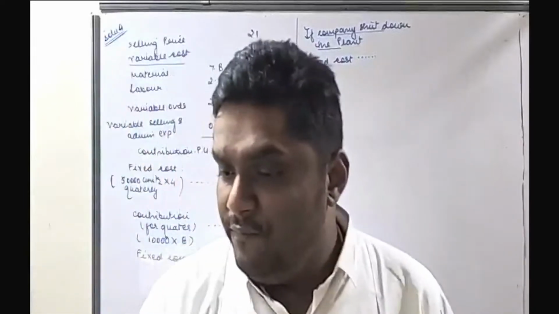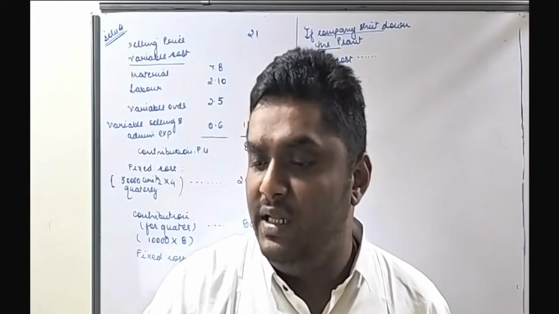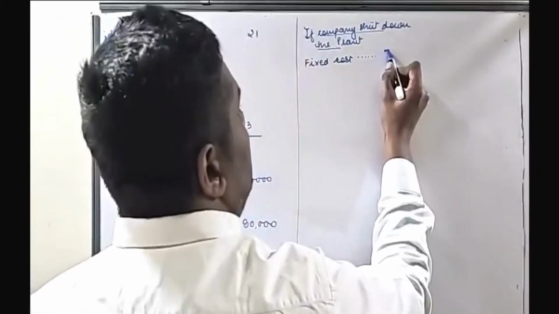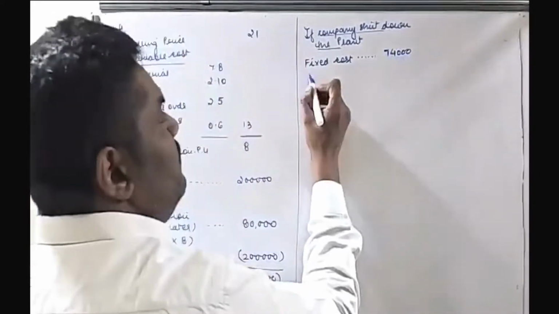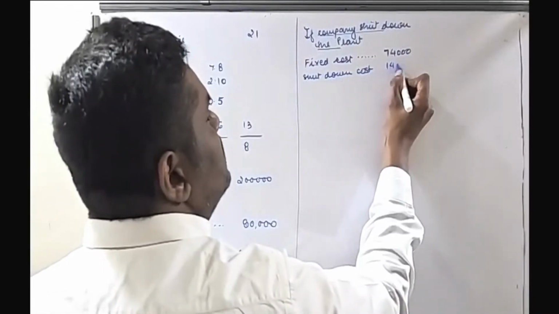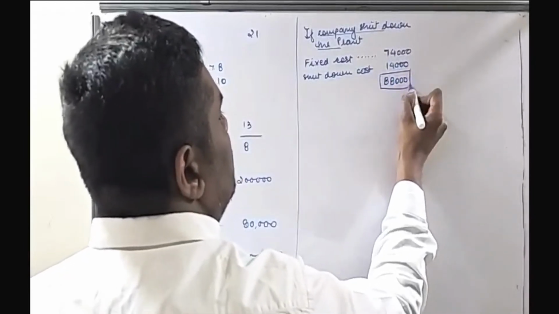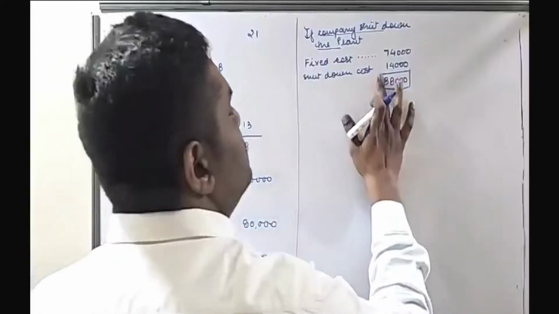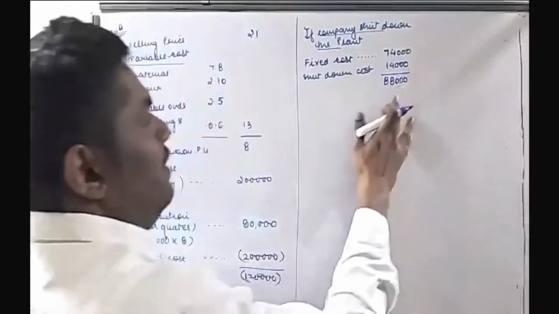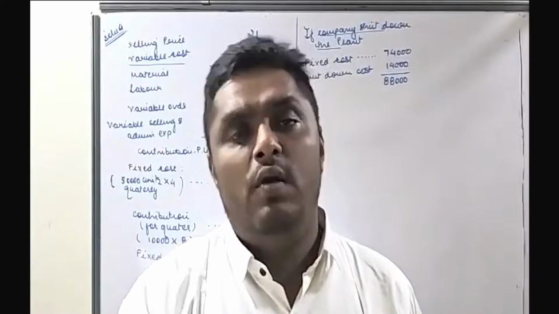It is given that if the management plans to shut down the plant, the fixed manufacturing overheads can be reduced to 74,000. So my fixed cost will be 74,000 plus. Apart from this, the shutdown cost is also there. That is 14,000. So this will be 88,000. So if we shut down the plant, we will have a loss of 88,000.